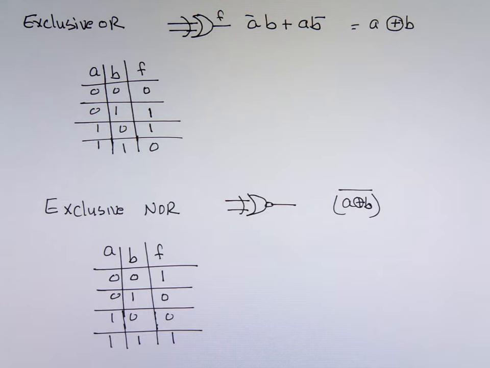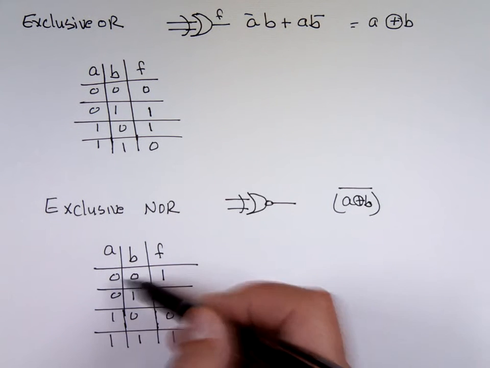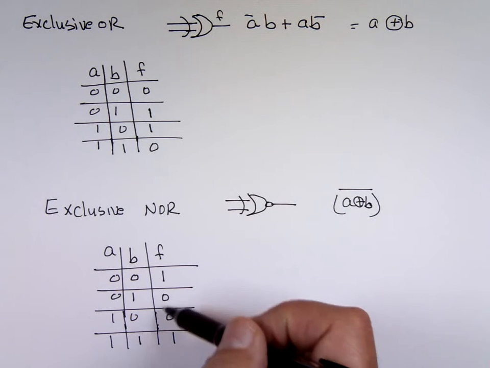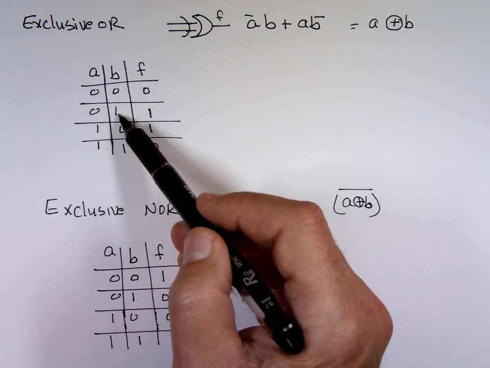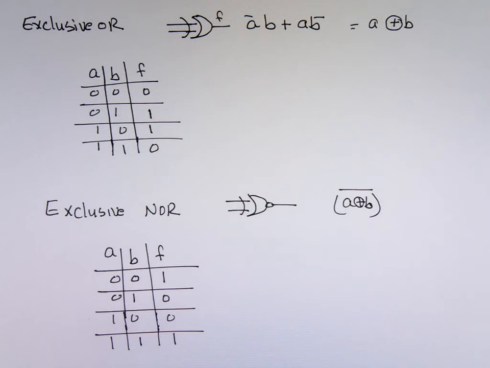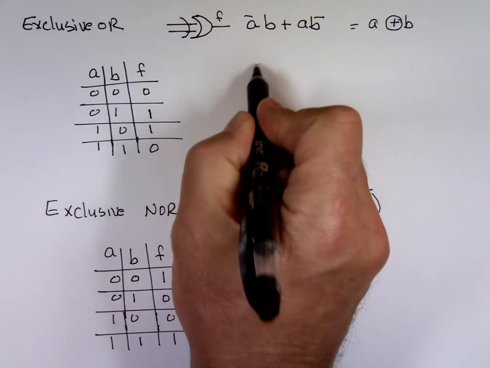That's exclusive NOR. So this will give you a value of 1 when both inputs are the same, 0 if one of them is different. This one gives you a value of 1 when the inputs are different, 0 when they're the same. This one is really equivalent to having this. So it's complicated on the inside.